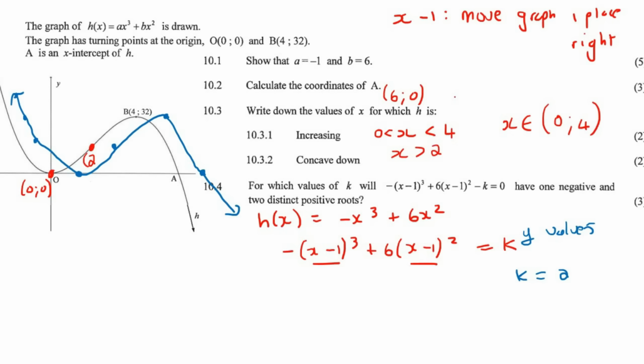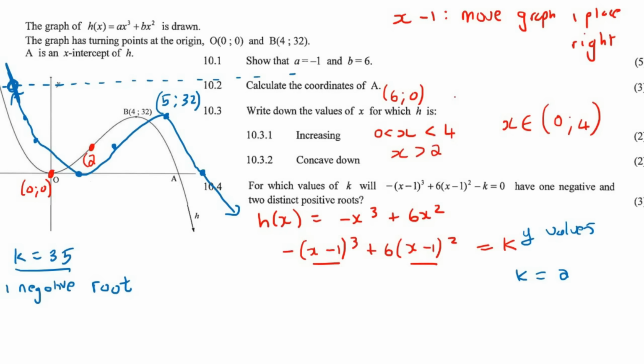We must remember that this coordinate here is (5; 32). So let's say k is equal to 35. So 35 would be a y value up at the top here, because it would be higher than this 32, right? So how many times would it cut the graph? Well, it would only cut the graph at one place. So that would be 1 negative, because it's a negative x value. So you'd say 1 negative root. That's what roots mean, okay?